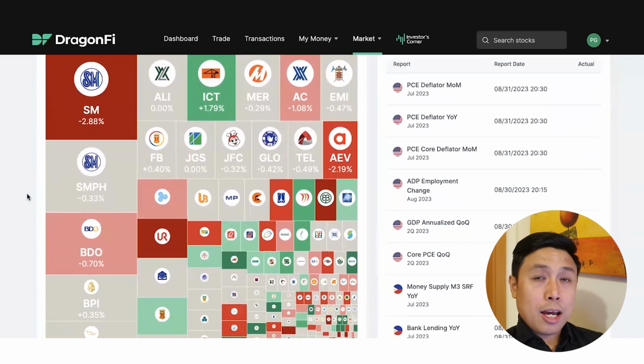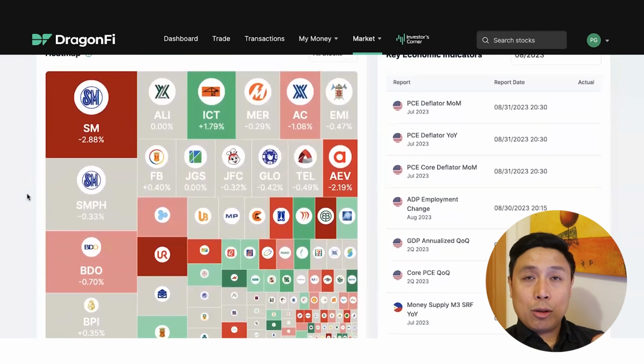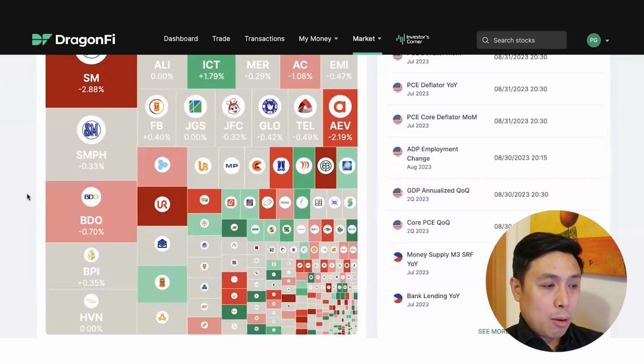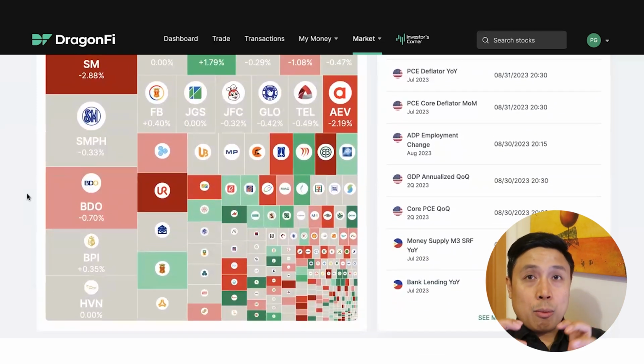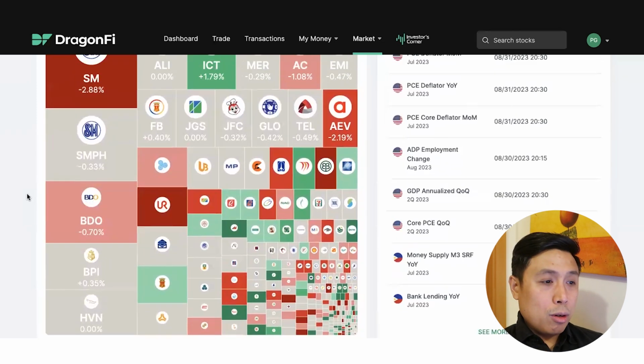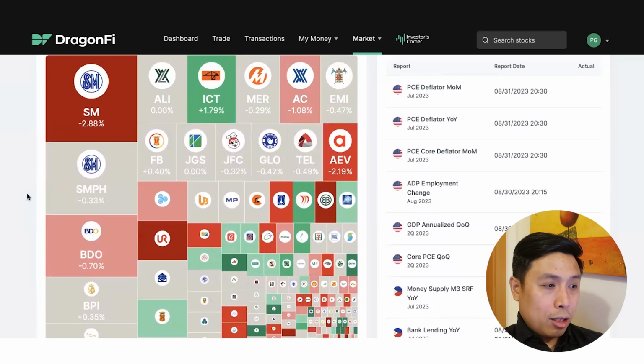So as you can see here, SM again is one of the largest companies in the Philippines with the largest market cap. And as they're down by 2.88%, the weight that it has on the broader market is quite big. Same with SM Prime, same with BDO. And you can see also that the smaller the market cap of the stock, the smaller the impact they have as well. So one way to look at it is AEV is down 2.19%, but the impact that it has versus, say, SM Prime, that's only down 0.33%, isn't as much.